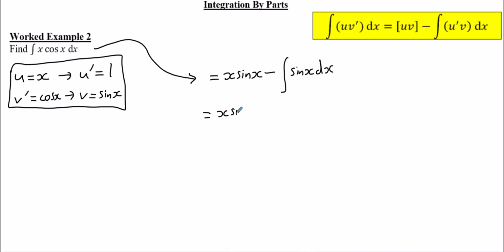We need to recall that sine differentiates to positive cos, but it actually integrates to negative cosine x. We need to remember the constant of integration, and so what this will give us when we simplify these double negatives, we're going to have x multiplied by sin x plus cosine x plus c.